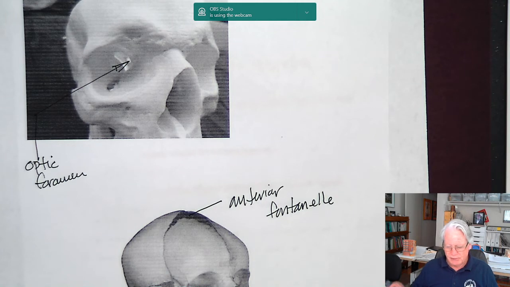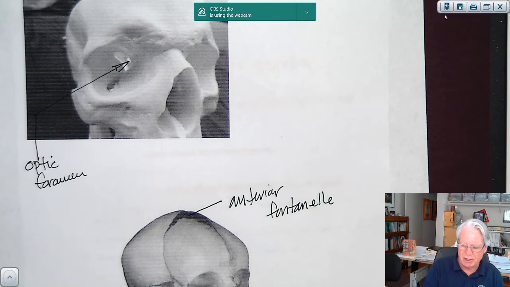All right. That's it, ladies and gentlemen. That's the skull. In the next presentation, we're going to do the vertebral column, the ribs, and then that will be it for the axial skeletal system, and we'll move into the appendicular skeletal system. I'll see you then.